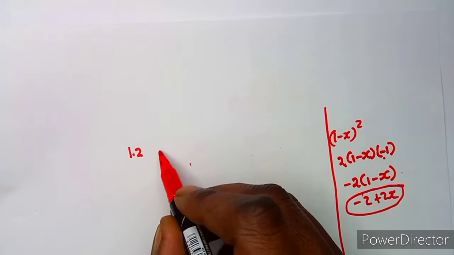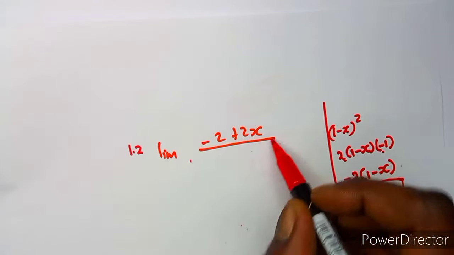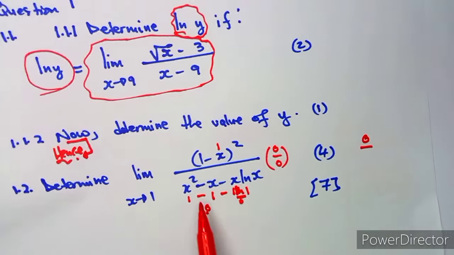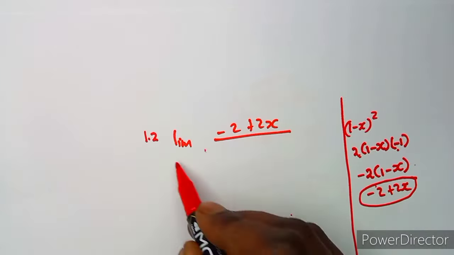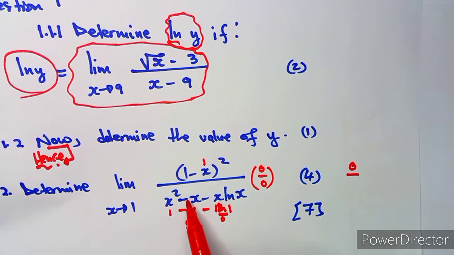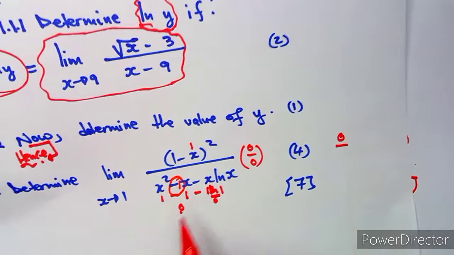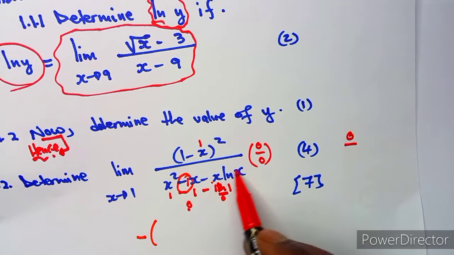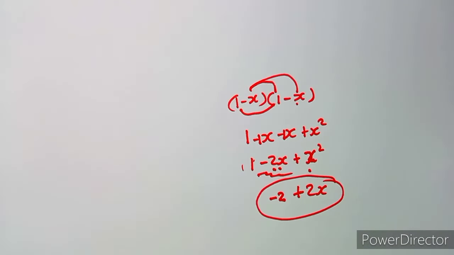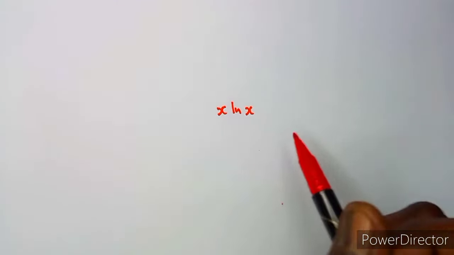So this one is going to give us the limit of minus 2 plus 2x. This is the top part, which is the numerator. Then let's move on to our denominator here. It's x squared, so it's going to be 2x, as x is approaching 1. The derivative of minus x is minus 1. Then we have minus the derivative of x ln x. And how do you find the derivative of x ln x? This is going to be from your product rule.